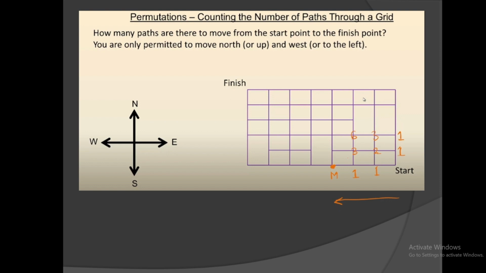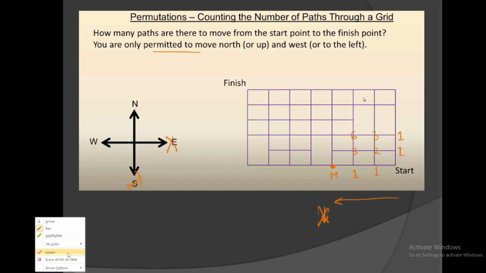Because if you take any other way, you will need to move one step down, right? But that is not permissible. That is not permitted. We cannot go down or east. So to get onto point M, how many ways do we have? We have one way.